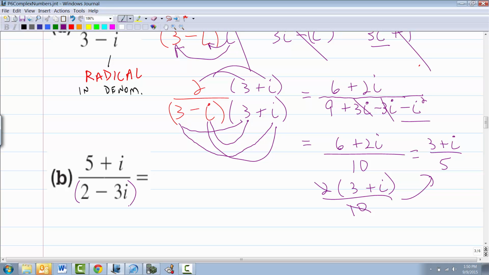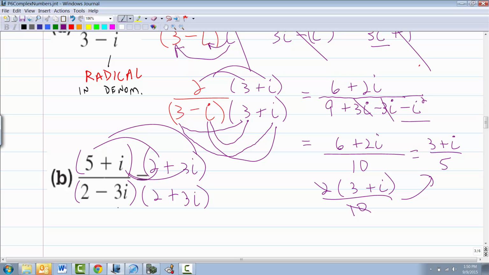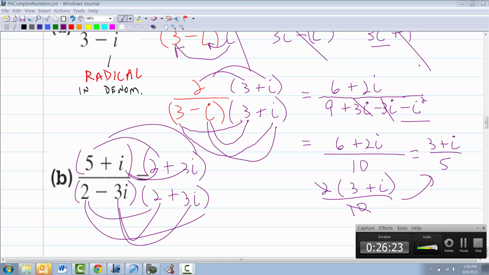But what would I have to multiply top and bottom by on this one, and then we won't finish it off? 2 plus 3i. And then I'm not going to finish this because of time and because of purpose. You get the idea. What would happen in this one is you'd have 4 multiplications up at the top, and then 4 multiplications down at the bottom, and then you just go from there. So just be aware of that for that particular question.